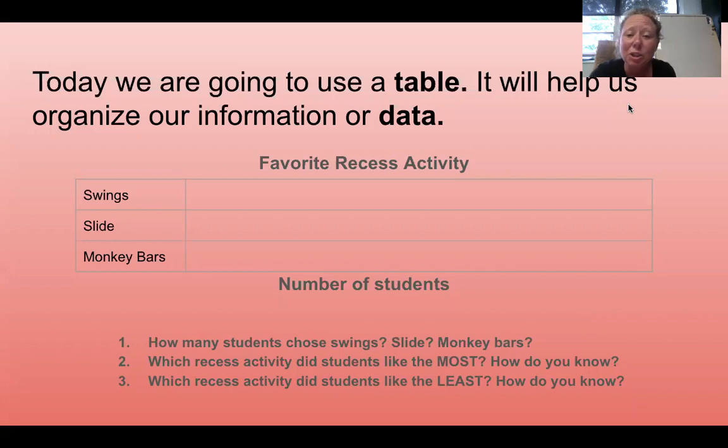Today, we are going to use a table. It will help us organize our information or our data. So here's our table. On the left side of the table, we have the word swings, slide, monkey bars. At the top, we have favorite recess activities. And at the bottom, we have number of students.